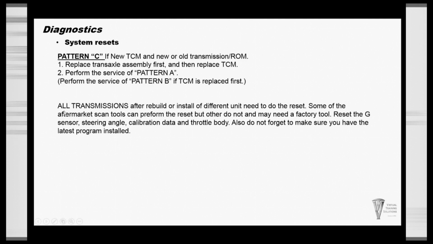So all transmissions after rebuild or installed different units need to do the reset. Some of the aftermarket scan tools can perform resets, but others do not and may need a factory tool. Reset the G sensor, steering angle, calibration data needs to be cleared, and throttle body. Also do not forget to make sure that you have the latest program installed.